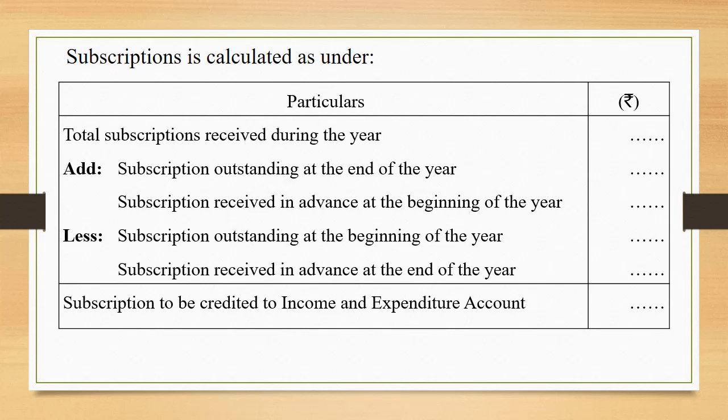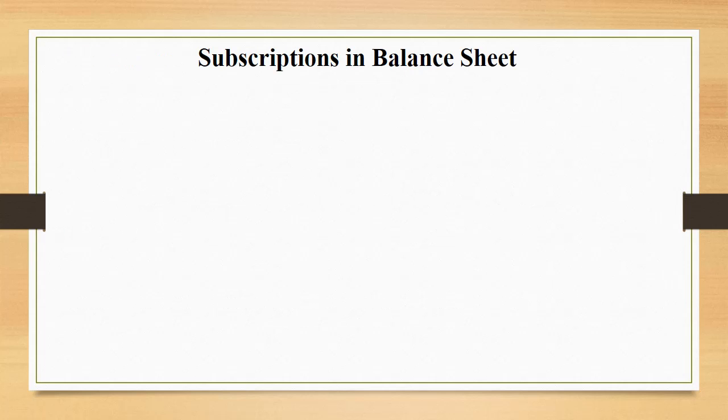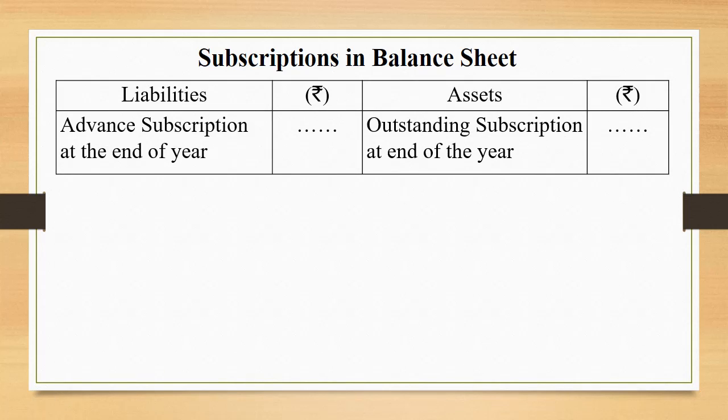This is really very important. Generally, 3-mark questions do come in the board exam also. How do we show subscriptions in the balance sheet? We know subscription is an income, so any outstanding income will appear in the balance sheet on the asset side. You can see outstanding subscriptions on the asset side, whereas advance subscriptions, that is subscriptions received in advance, will appear in the balance sheet on the liability side.